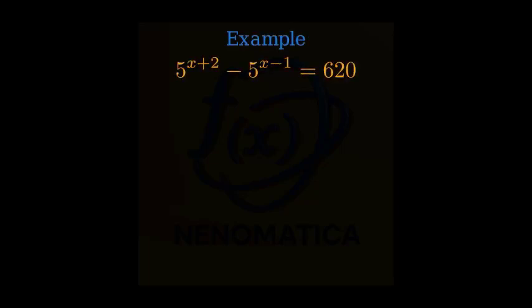Let's solve the exponential equation step by step. Our example is 5 raised to the power of x plus 2 minus 5 raised to the power of x minus 1 equals 620. First, we'll rewrite each term using the exponent rule that says a to the power of m times a to the power of n equals a to the power of m plus n. For the first term, we get 5 to the power of x times 5 squared. For the second term, we get 5 to the power of x times 5 to the negative 1 power.